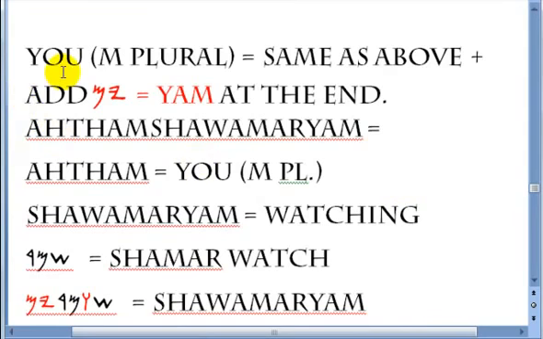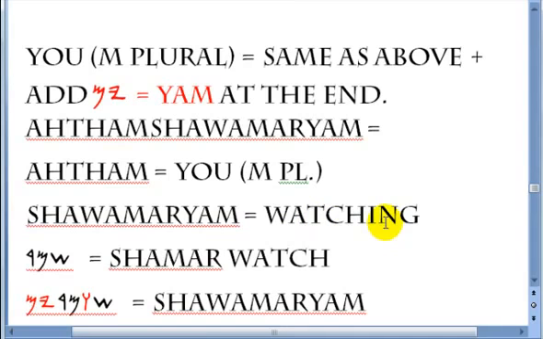The next one is you, male plural. This is male plural only. Same as above, meaning you add the wa between the first and the second letter, plus you add a yum at the end of the word to make it plural, because this is you, but male plural. So the way you say you watching would be athum shawamaryam. Athum is you, male plural.